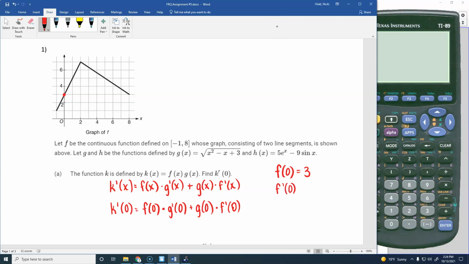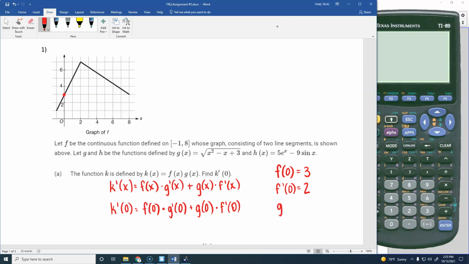F prime of 0. Derivative is slope, and slope is 2. So we're not taking the derivative of 3, because 3 is just the value only at that single point. So if our equation, if f of x equals 3, then we would get 0. But you could write the equation of this, it's like 2x plus 3 right here, so we're taking the derivative of that. So we're just looking at this line, it has a slope of 2, so that's 2.